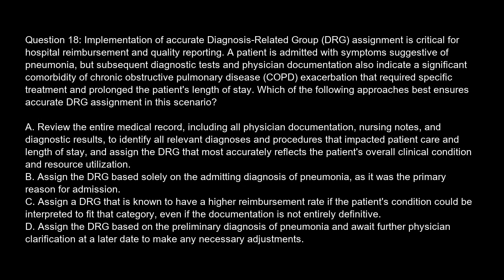Question 18. Implementation of accurate diagnosis-related group, DRG, assignment is critical for hospital reimbursement and quality reporting. A patient is admitted with symptoms suggestive of pneumonia, but subsequent diagnostic tests and physician documentation also indicate a significant comorbidity of chronic obstructive pulmonary disease, COPD, exacerbation that required specific treatment and prolonged the patient's length of stay. Which of the following approaches best ensures accurate DRG assignment in this scenario?